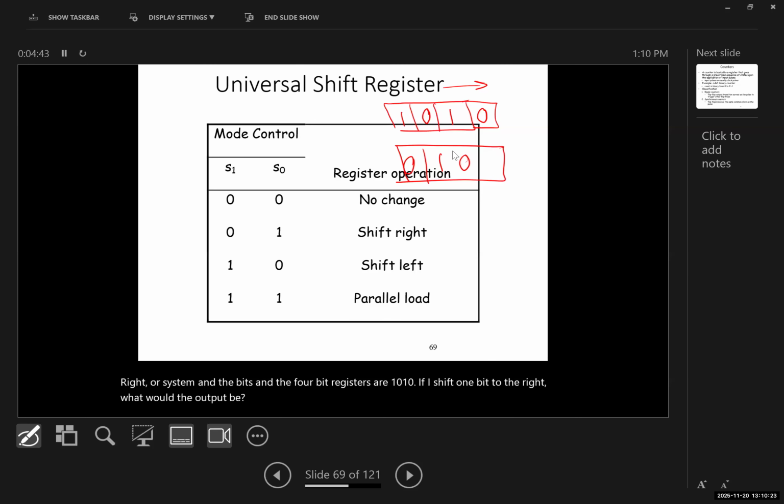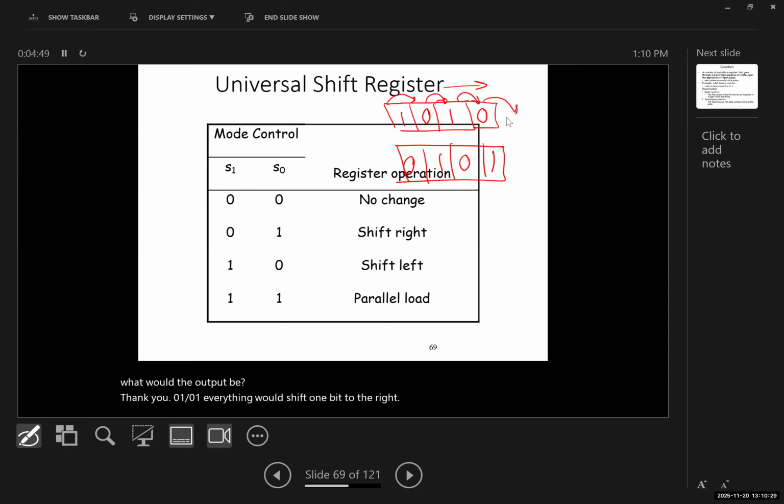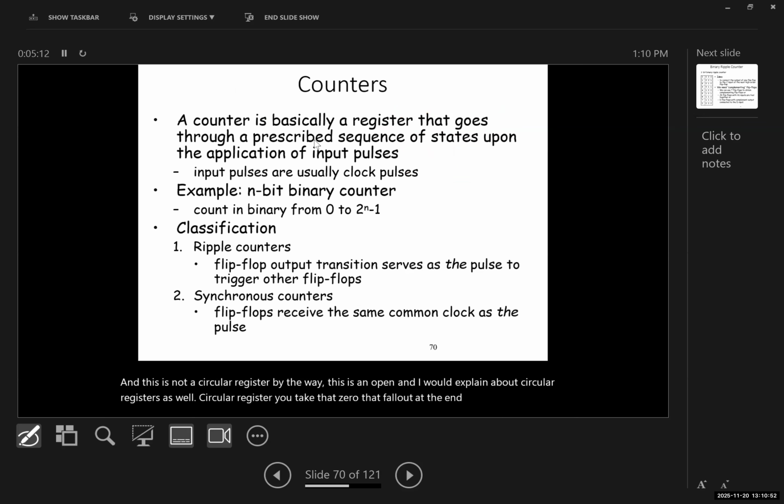0, 1, 0, 1. Everything would shift 1 bit to the right. The 0 would fall out. This would be vacant, and we would replace it with a 0, the first one on the left. And this is not a circular register, by the way. This is an open one, and I will explain circular registers as well. In a circular register, you would take that 0 that fell out at the end and put it back on the left.